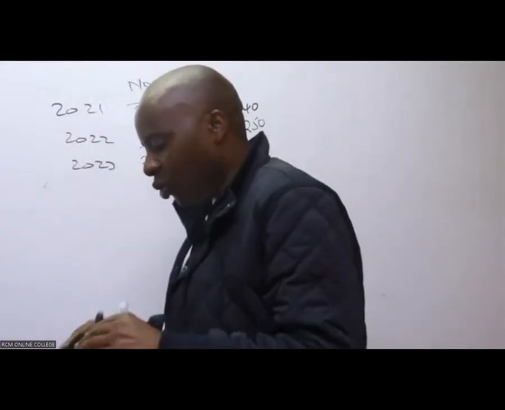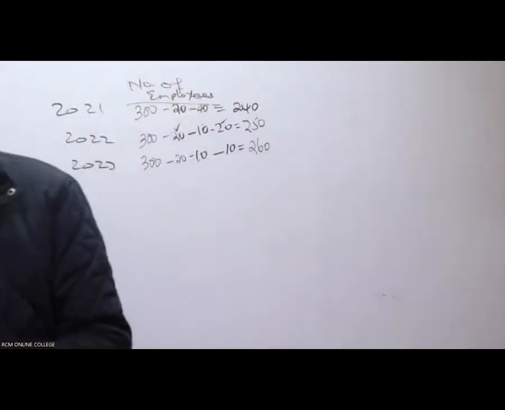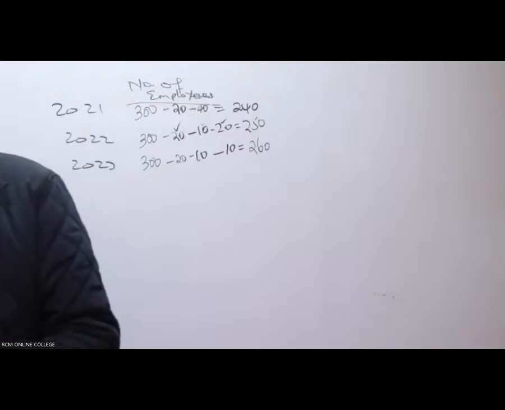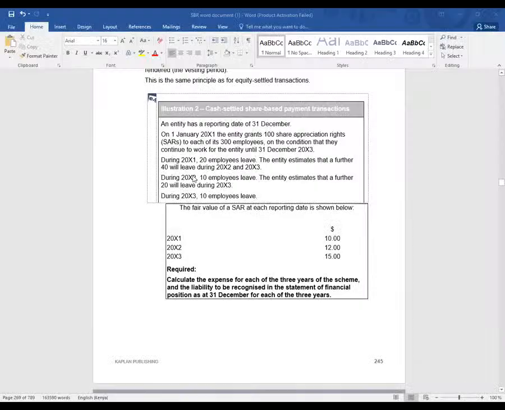Then we go to 2022. Things are different now. So in 2022, what have they told us? They have told us during 2022, 10 employees leave. And then we come and estimate afresh how many will leave in the future. The entity estimates that a further 20 will leave. So this other estimate that we had up there is irrelevant. The 40 estimate will be irrelevant in the year 2022.